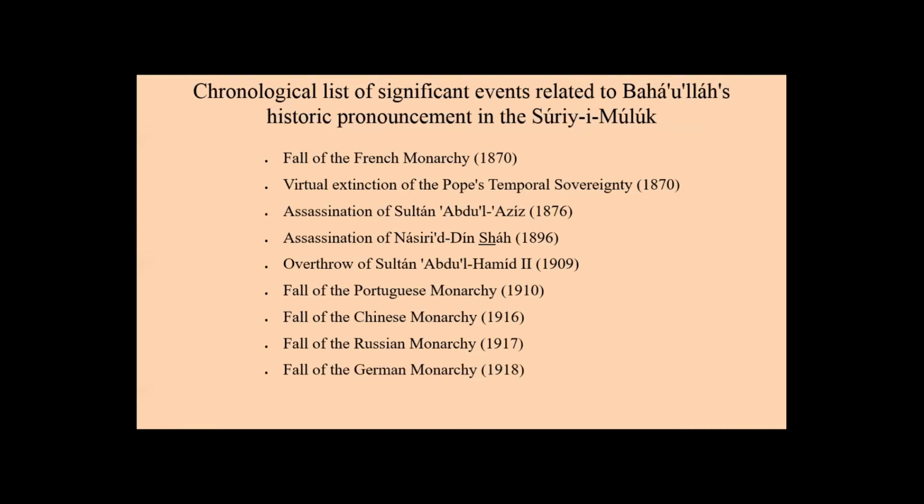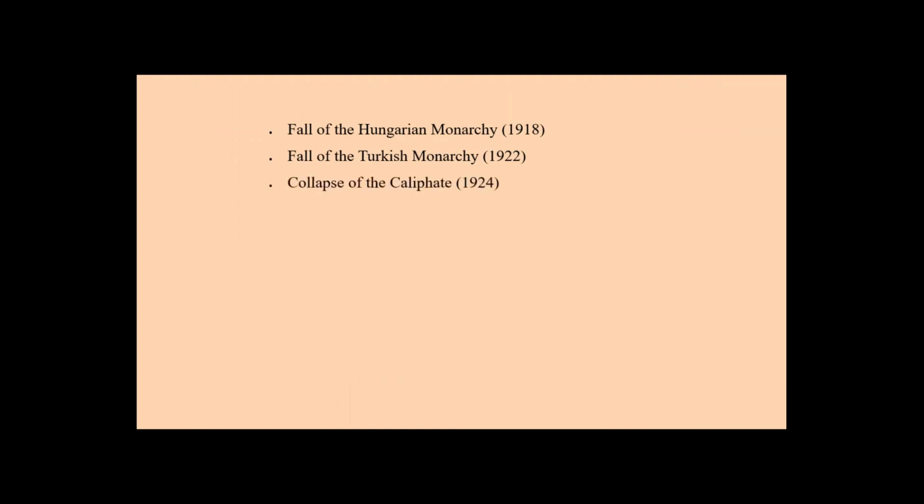The fall of the German monarchy, so no more Kaiser Wilhelm. You have the First World War, where Germany is overthrown. The fall of the Austrian monarchy. The fall of the Hungarian monarchy. That's 1918, still First World War. Fall of the Turkish monarchy in 1922. The collapse of the Caliphate in 1924.